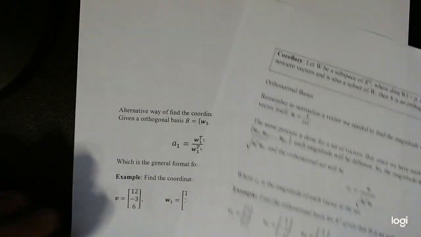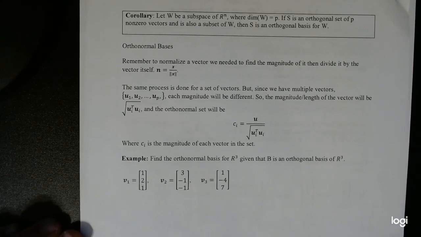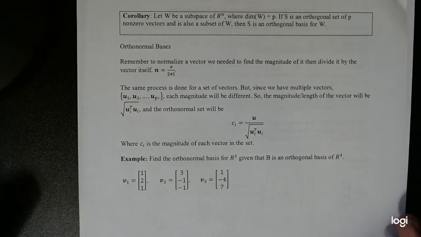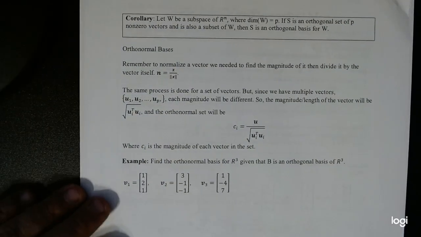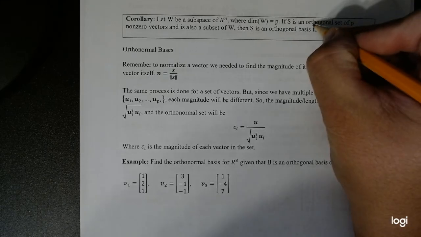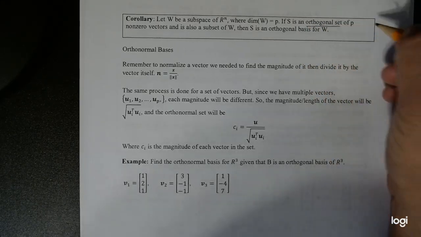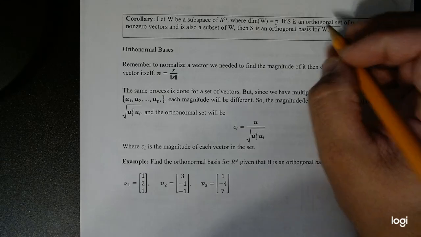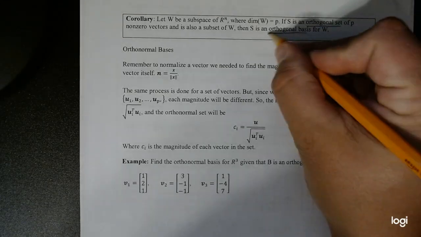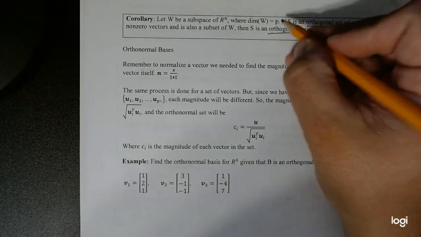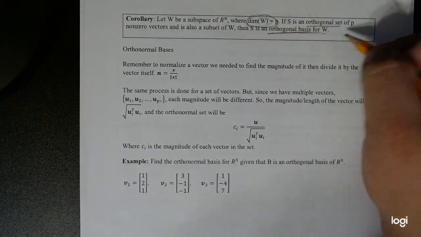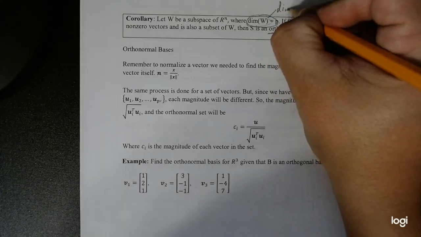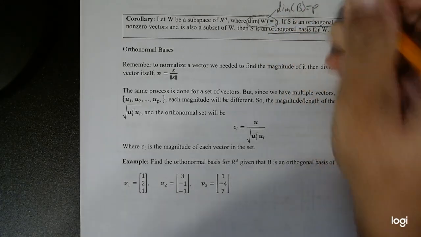All right, because of that, we have the corollary. Now we're going to talk about something called orthonormal bases. Let W be a subspace in Rn, where the dimension of W is P, and if S is an orthogonal set of P vectors, therefore S is an orthogonal basis. Again, this is a weird corollary. In other words, this is going to be the dimension of the orthogonal basis. I'm not really sure why they needed it, but each of those bases is going to have P vectors.